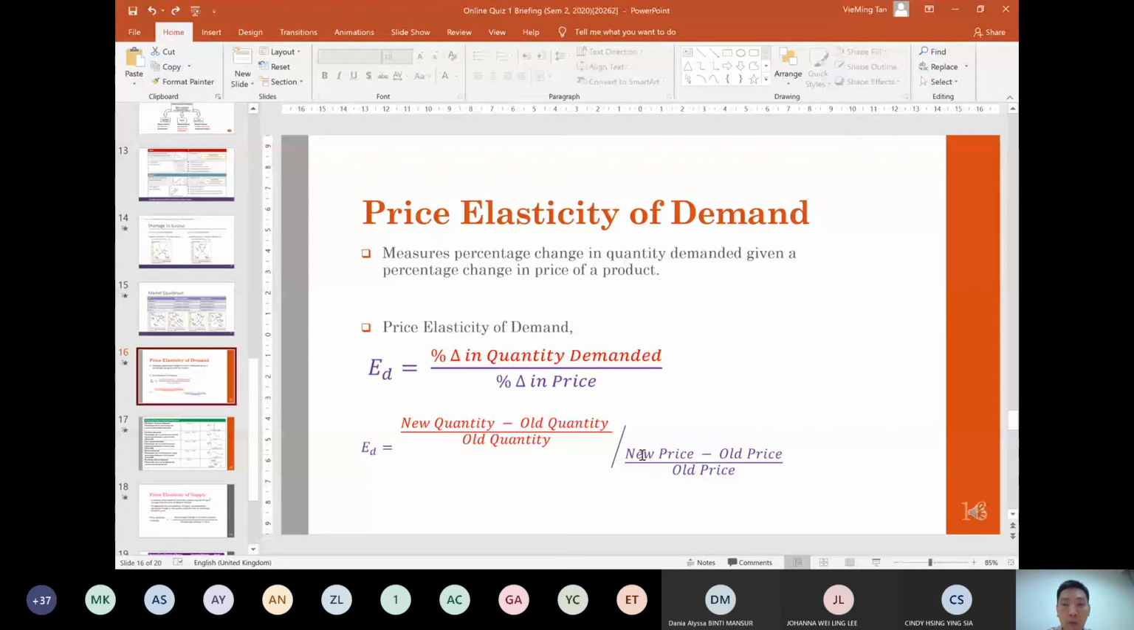Bear in mind, when you use this formula to do the calculation, you may find that the value you get is always a negative number. Why? Because according to the law of demand, the product price and quantity demanded have a negative relationship. So you may always get a negative value for the price elasticity of demand. Usually, it should be a negative number.